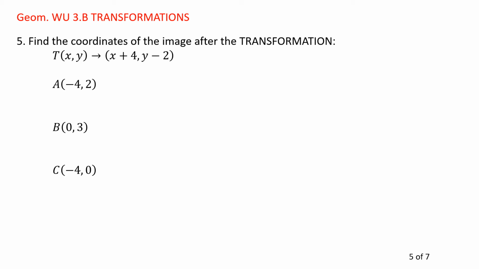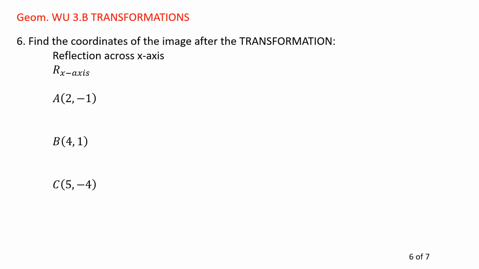Find the coordinates after the transformation. No picture on this one. This is just going to be straightforward algebra. This is to the right 4 and down 2. So algebraically, these are pretty easy. All you do is just add that to it. So A prime will be 0, 0. B prime will be 4, 1. C prime will be 0, -2.